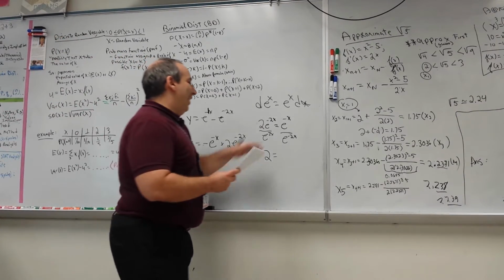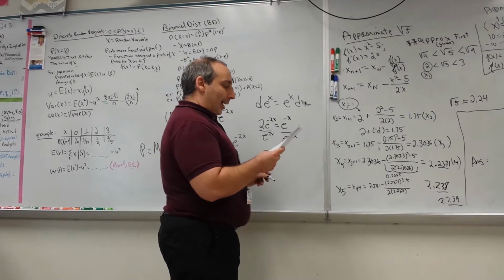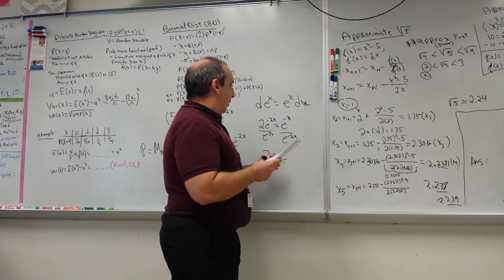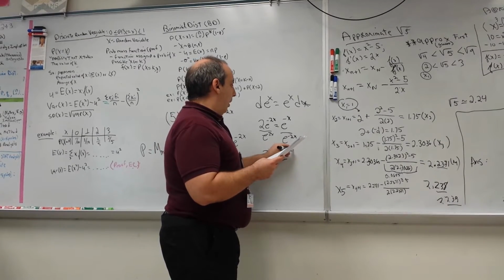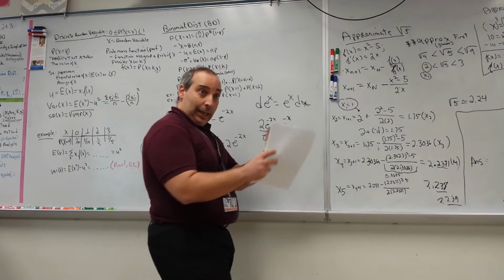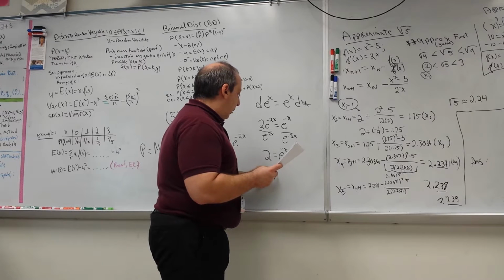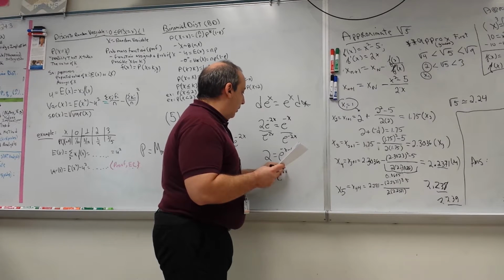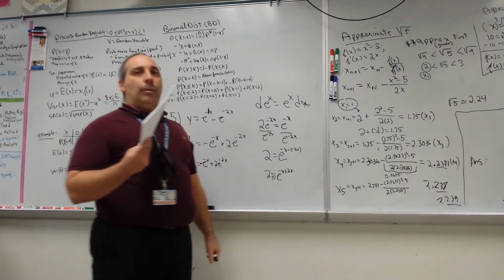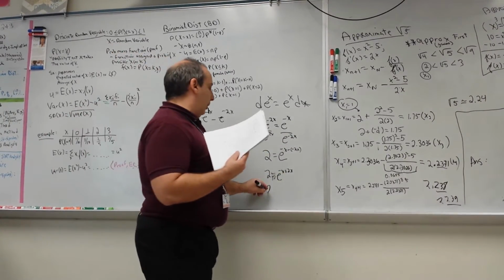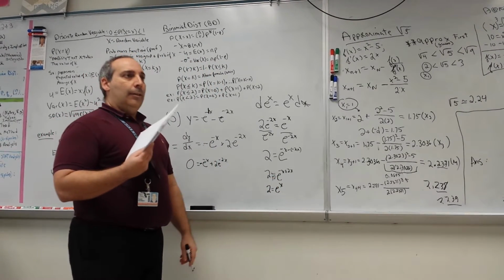So what we do here is we use the law of exponents. If the bases are the same, keep the base while subtracting the exponents. Minus 2x, see what I did? Just showing the steps. So it would be 2 equals e to the negative x plus 2x. So far so good? So 2 equals e to the x.